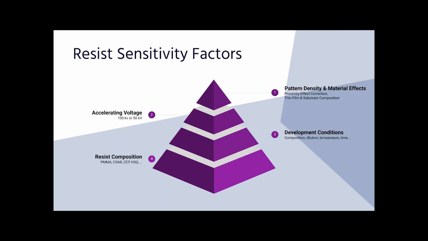The visual I use for this is a pyramid, and like the pyramid builders of yore, you need a solid foundation. In EBL, that foundation is your resist composition. If you change your resist, you're building a new pyramid. The next layer is development conditions: developer concentration, temperature, time. The next layer up is accelerating voltage, and at the top is pattern density and material effects. So we're going to start at the bottom and work our way up.